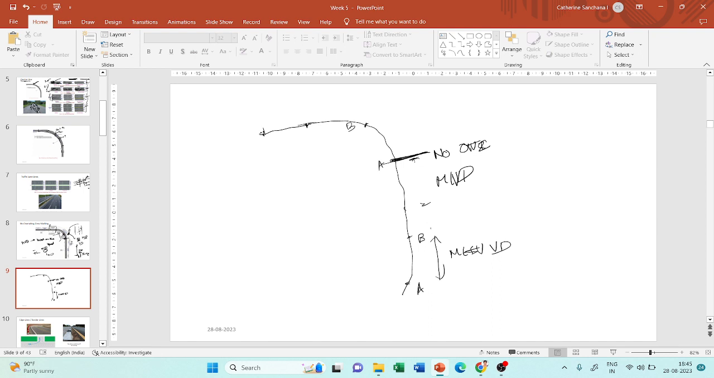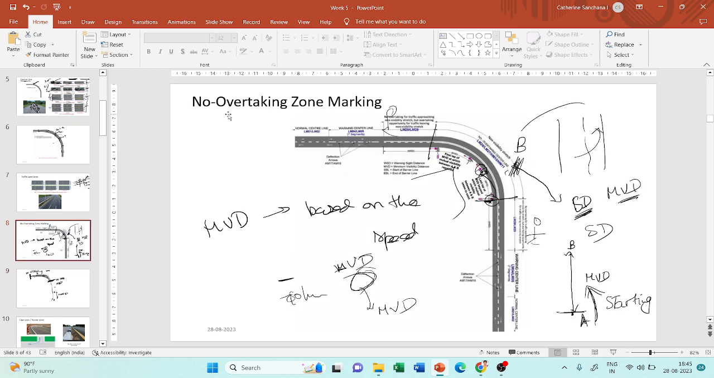And at one point, A will be able to see B again, and B will be able to see A again. So this is marked for A because A is at the starting point. Here it is marked for B because B is at the ending point, right? So this point they will mark as the end of the no overtaking zone. So for this distance where overtaking is strictly prohibited, you will provide two center lines, two lines parallel to each other, which gives you a maximum restriction.